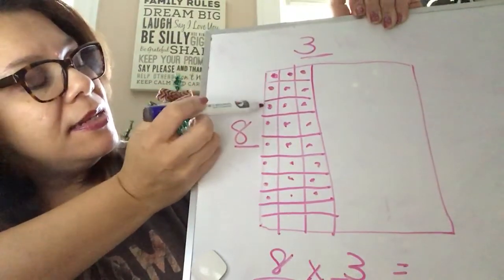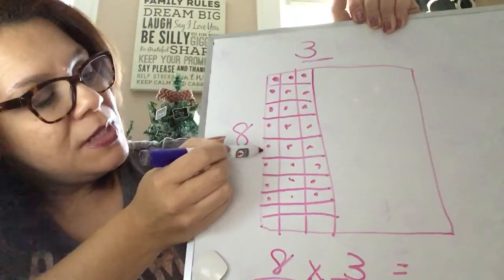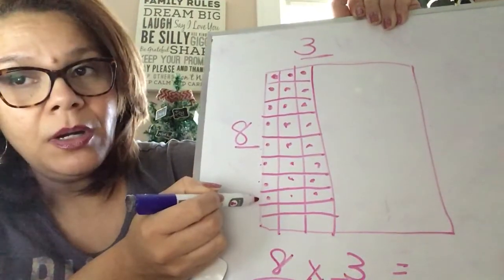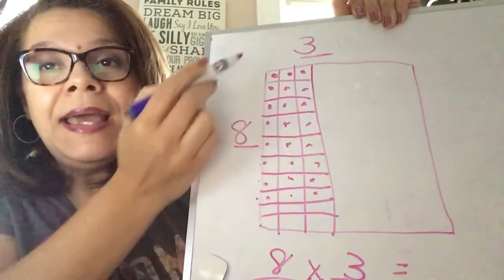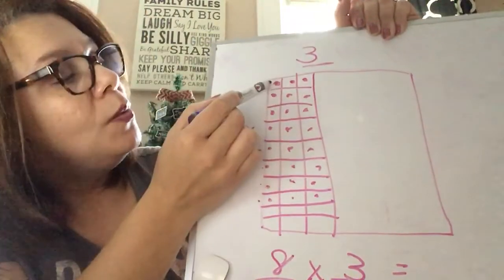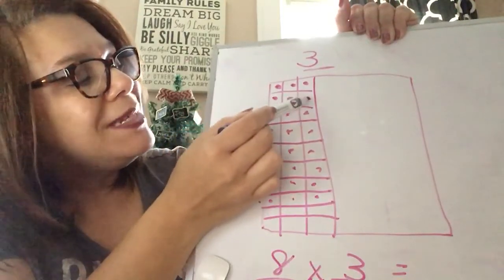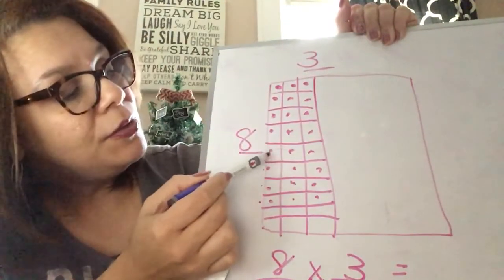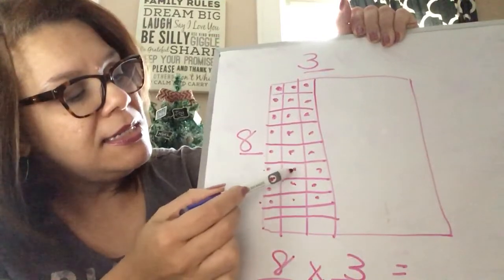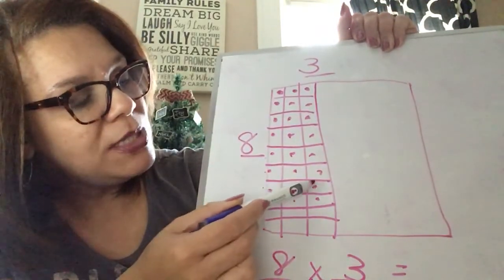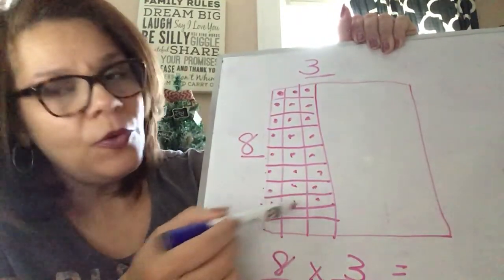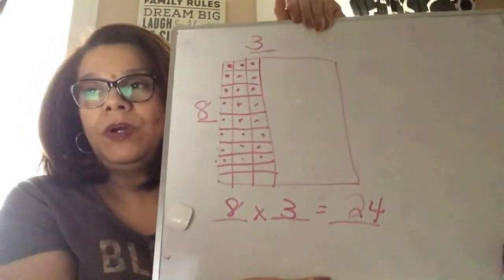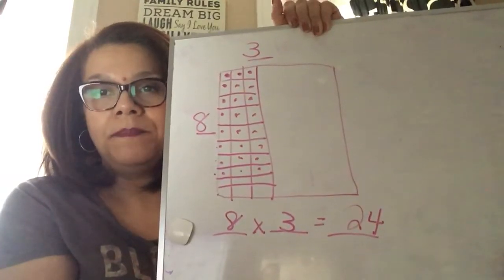3, 6, 9, 12, 15, 18, 21, 24. I am also going to count each one. 1, 2, 3, 4, 5, 6, 7, 8, 9, 10, 11, 12, 13, 14, 15, 16, 17, 18, 19, 20, 21, 22, 23, 24. 8 times 3 is equal to 24. You see that? Good.